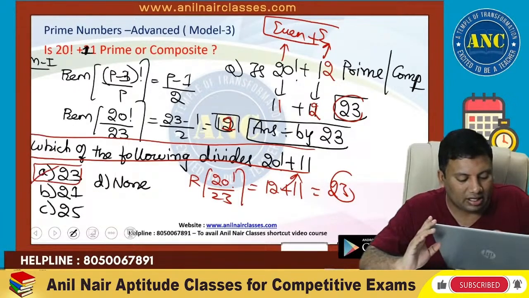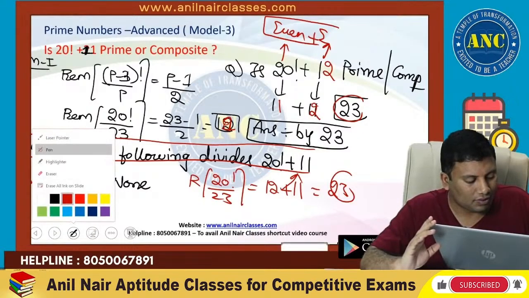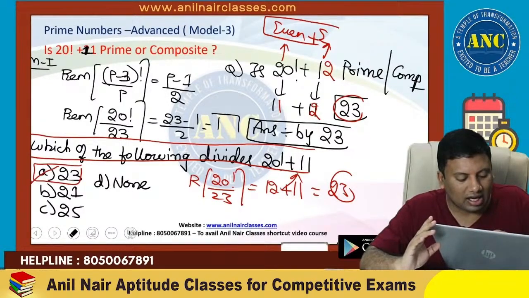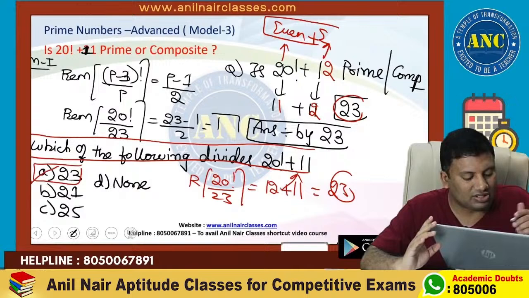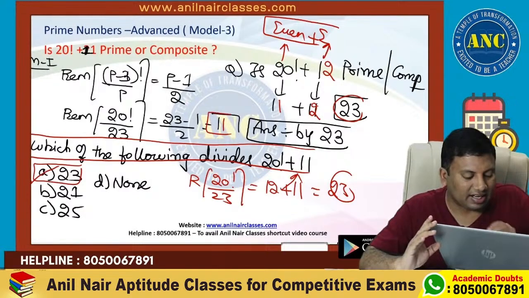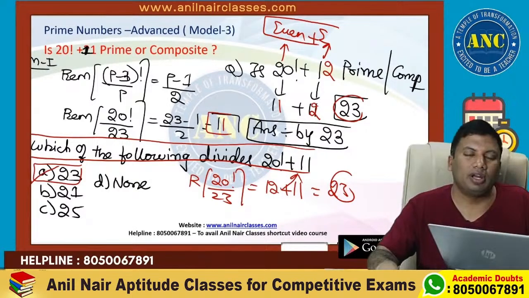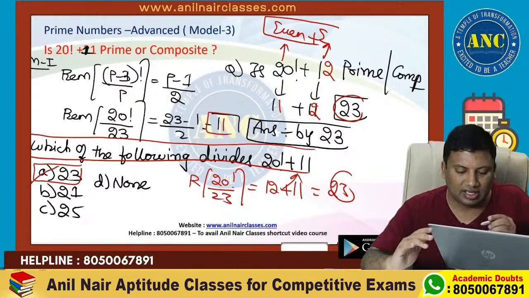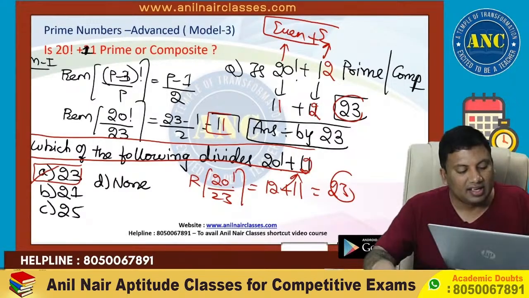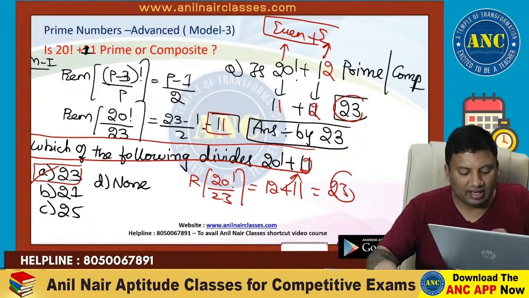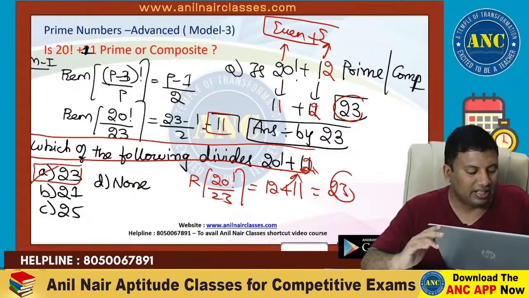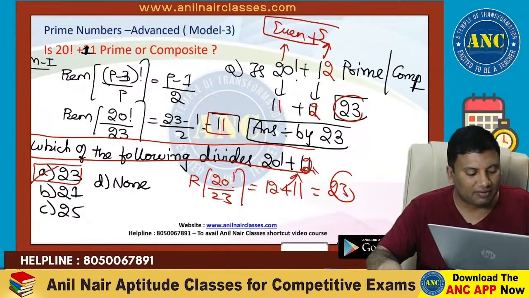So, he might ask you a prime number which is just greater than this number. 20 factorial by 23 is nothing but 11, 11 plus 12, it is 23. So, this could be one way of doing it.